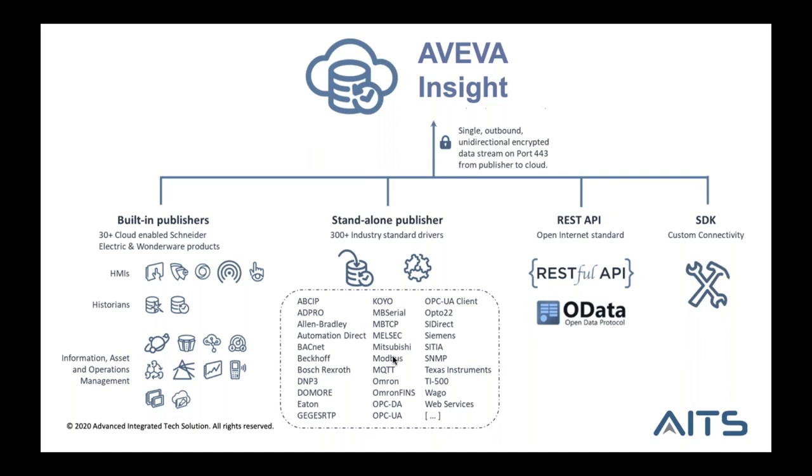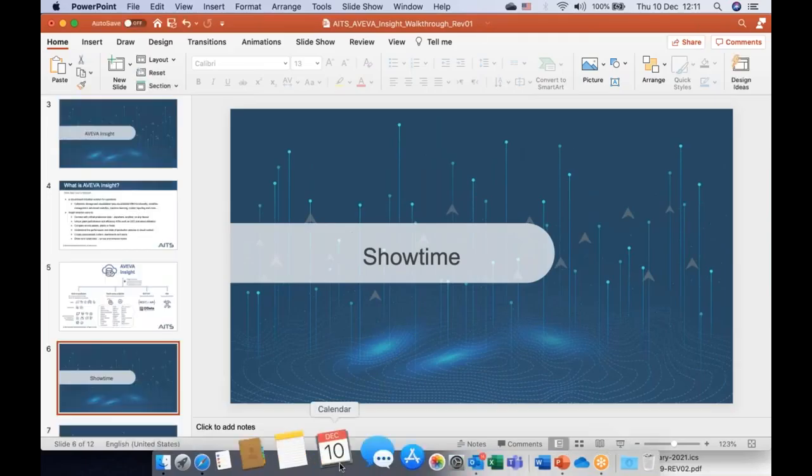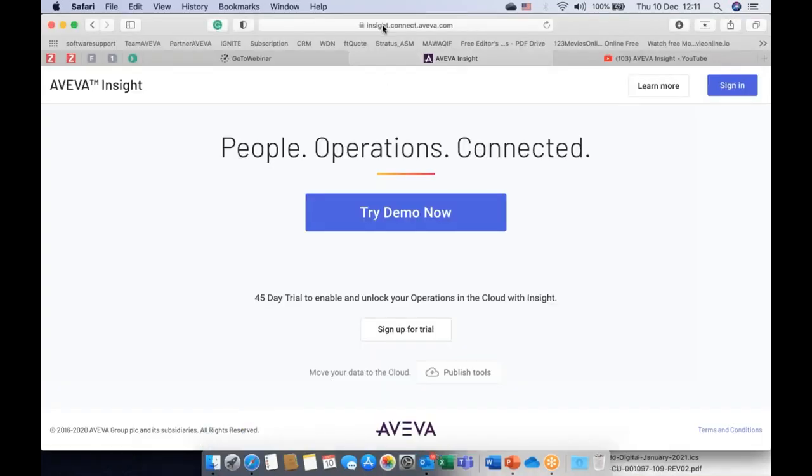So once you get the data in, this is where the magic happens, where you have a very simple tool to actually create an insight of your data. What we're going to show you right now is how to access the AVEVA Insight, basically by typing insight.connect.aveva.com. Now, with this landing page, you will have two options.